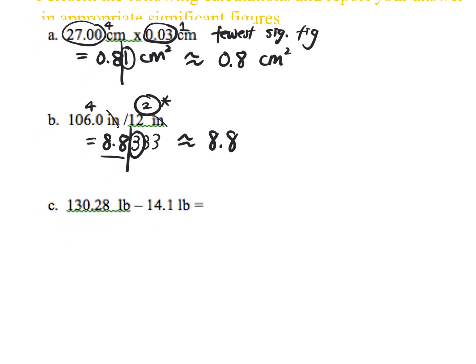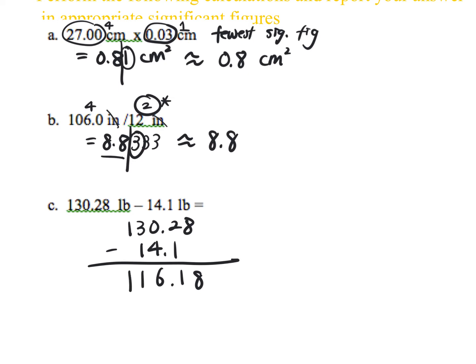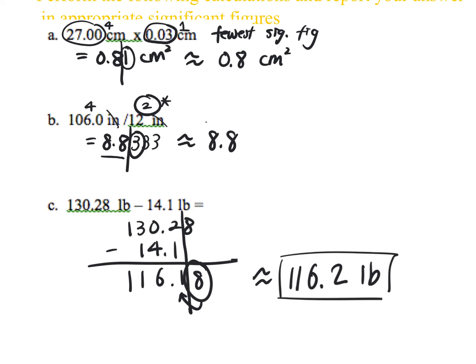And then the subtraction, 130.28, right? We line them up, 14.18, 1.611. Which digit do we need it to? We need it at this tenths place, right? So I look at this, it's bigger than 4. I will round up, so this equals 116.2 pounds. Maybe you'll put a square next to your answer, so it will be easier for your teachers to know.